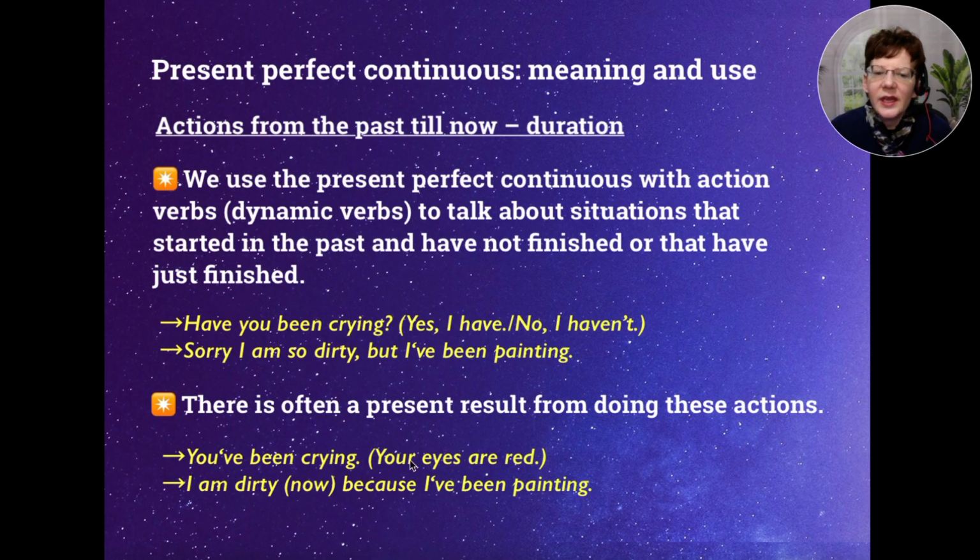There is often a present result from doing these actions. For example, you've been crying. Your eyes are red. So this here is the present result. And for this one, I am dirty now because I have been painting. So being dirty here is the present result of painting.